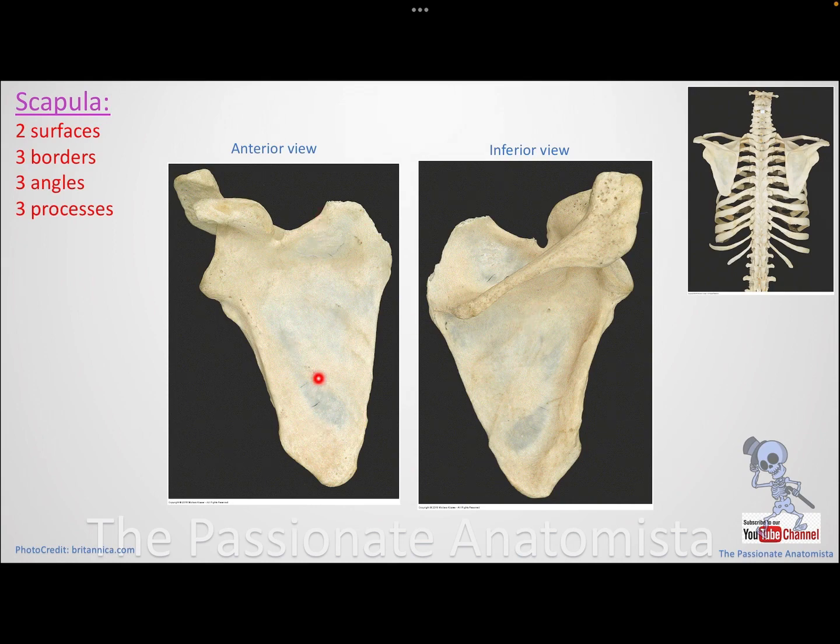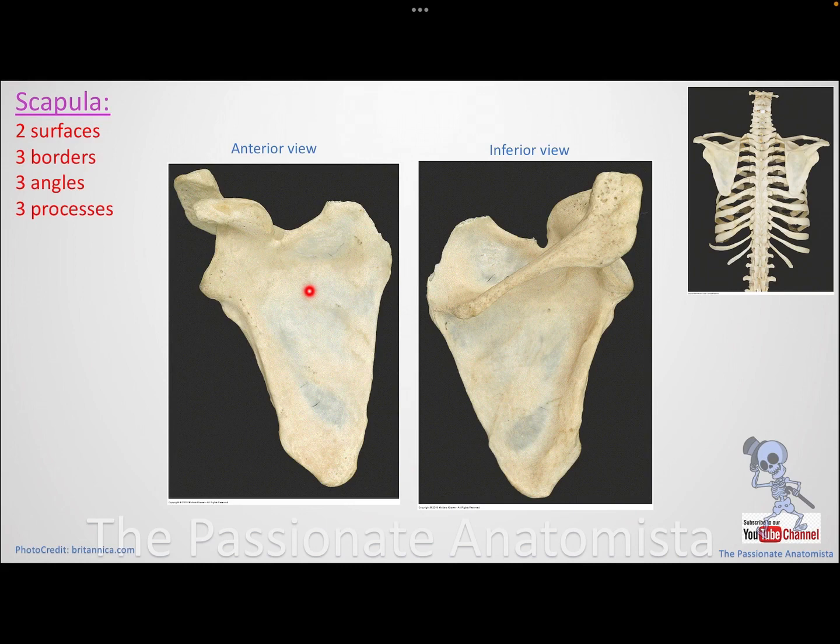We have the ventral surface, which is where you have the subscapularis muscle, because this is what we call the subscapular fossa. And you have the posterior surface, and that posterior surface is divided by the spine of the scapula into two fossae, one superior and one inferior. That one is what we call the supraspinous fossa, and this is the infraspinous fossa. The supraspinous fossa is going to accommodate the supraspinatus muscle. The infraspinous fossa is going to accommodate the infraspinatus muscle, and the subscapular fossa is going to accommodate the subscapularis.